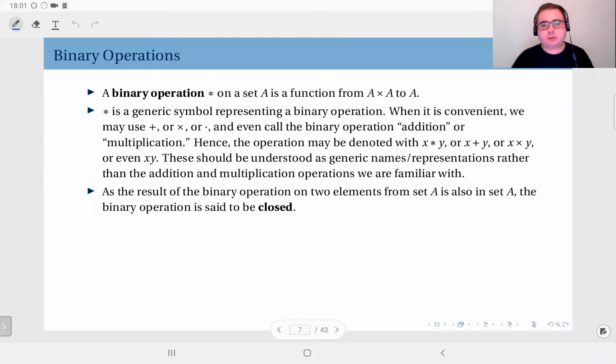The next concept we are going to talk about is binary operations. Using and defining binary operations on sets, we will be able to define algebraic structures. And before we actually go into binary operations, I would like to touch upon the concept of abstract algebra.